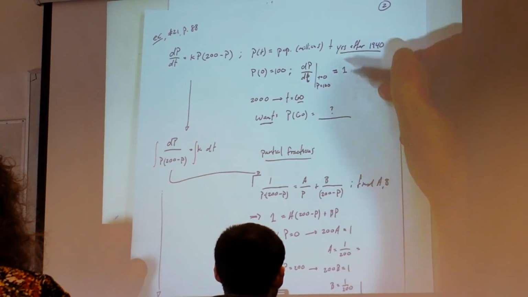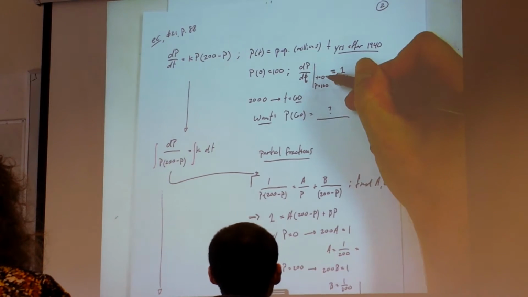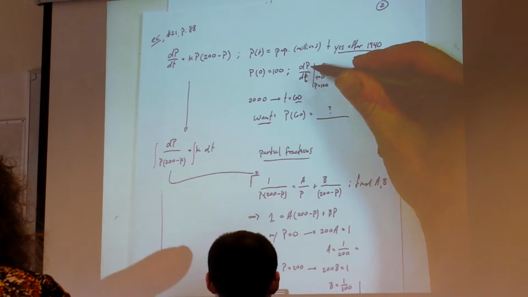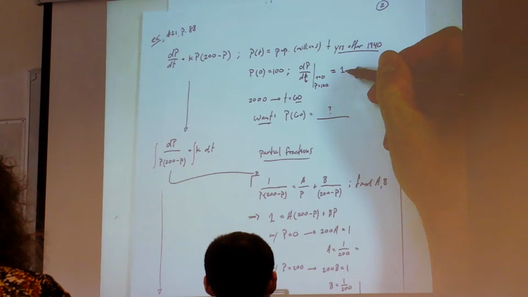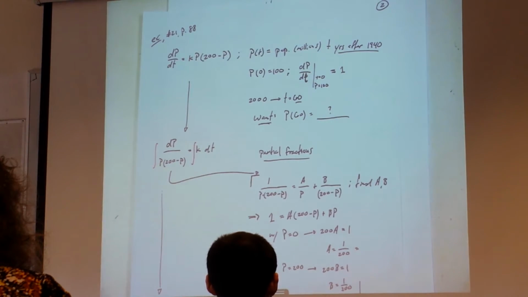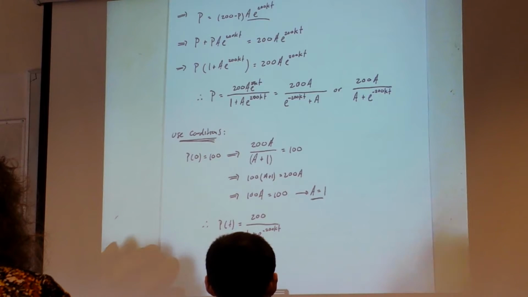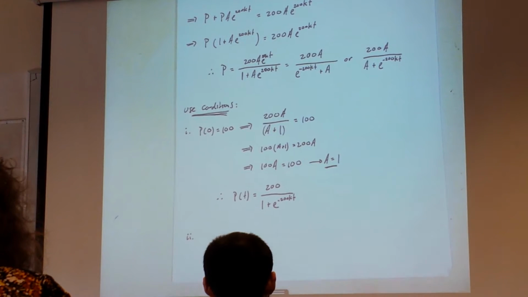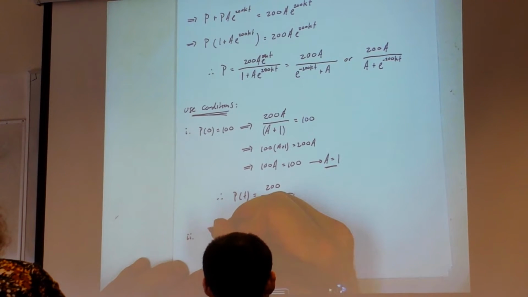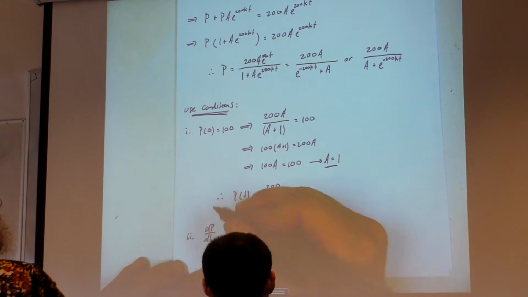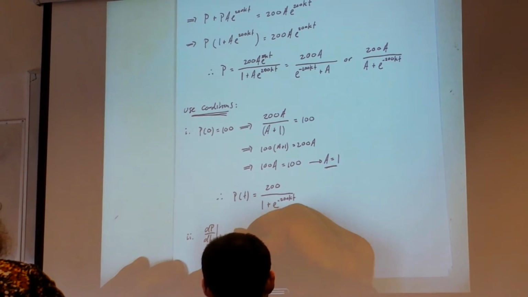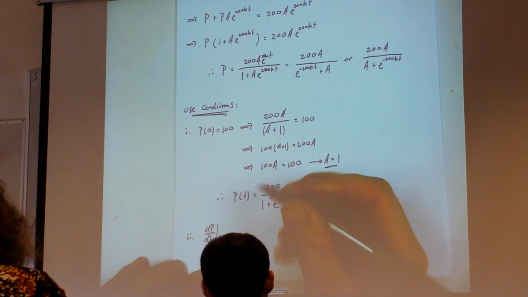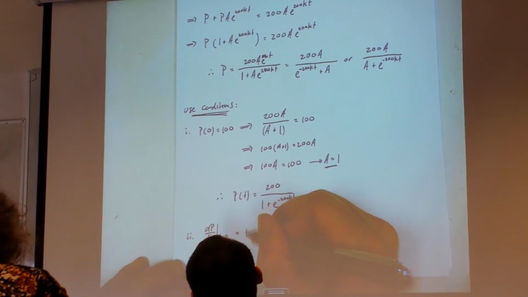Right, that other condition involved the growth rate. It said the growth rate at the initial year, 1940, when the population was 100 million people, the population was increasing at a rate of 1 million per year. So the other condition, I'm going to label these 1 and 2, says that the growth rate, when t equals 0, is equal to 1.